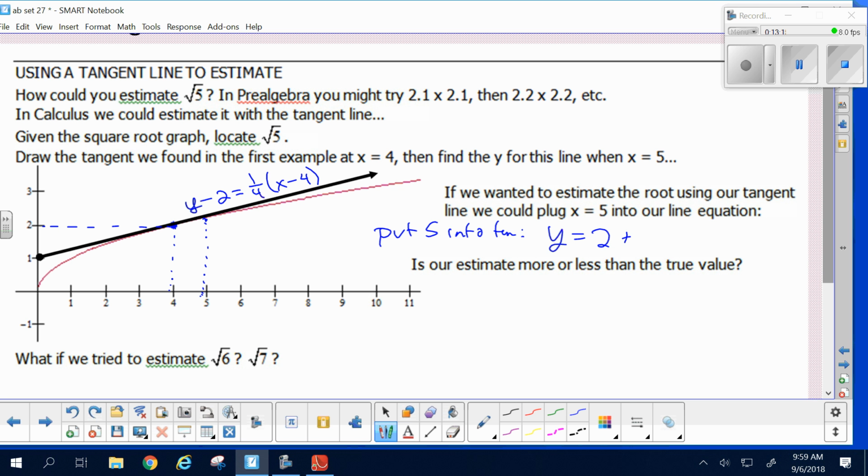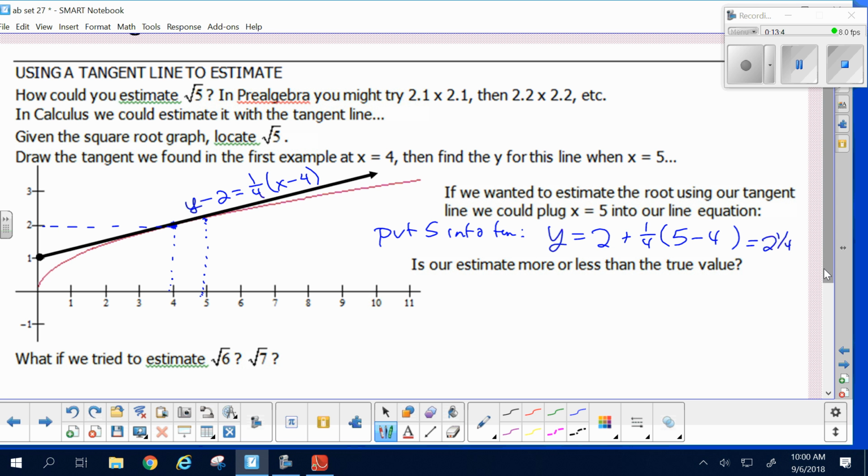2 plus 1/4 of, and in place of x, I'm going to put a 5. I get an estimate then of 2 plus 1/4, which is 2 1/4. That's a good tangent line estimation. Now, if you look at the graph here, our estimate we say is 2.25.